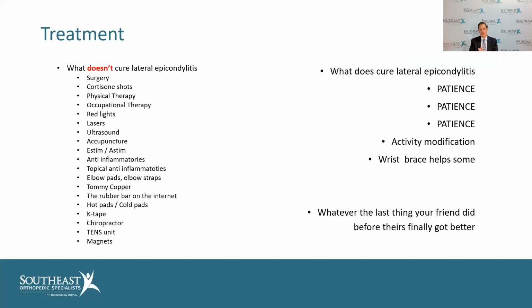All right, so when we talk about treatments, there's a whole lot of treatments that don't work. And when I say they don't work, what I mean is they have not been shown to work any better than doing nothing at all or placebo. And the list is extensive. And I joke about it when I meet patients. I say, okay, here are the things that don't work: surgery, cortisone shots, physical therapy, occupational therapy, red lights, lasers, ultrasound, acupuncture, E-stim, A-stim, anti-inflammatories, topical anti-inflammatories, elbow pads, elbow straps, Tiger Balm, the rubber bar on the internet, hot packs, cold packs, K-tape, chiropractor, TENS unit, magnets.